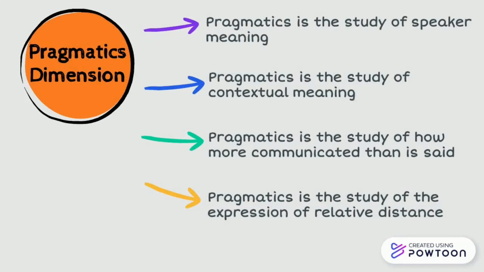And for the third one, pragmatics is the study of how more is communicated than is said. This means that a listener has to investigate the invisible meaning. For example, if someone asks, "Please close the window," the unspoken meaning is that the person is freezing, or that it is too noisy outside, depending on the situation. And for the last one, pragmatics is the study of the expression of relative distance. This means that physical and social closeness determine how much needs to be said.